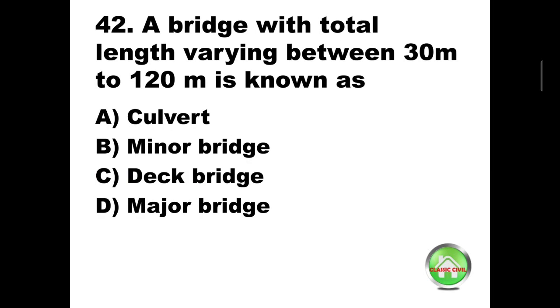Question number 42. A bridge with total length varying between 30 meter to 120 meter is known as option A culvert, option B minor bridge, option C dock bridge, option D major bridge. A bridge with total length varying between 30 meter to 120 meter is known as, answer is option D major bridge.